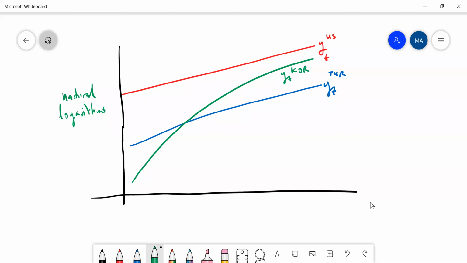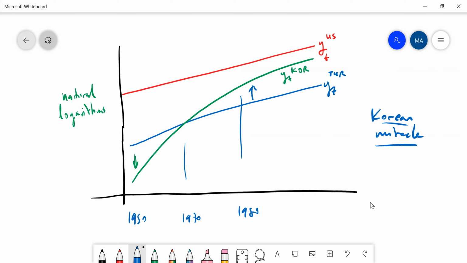So initially, Korea is poorer than Turkey. Okay, but in time, they forge ahead. So again, this is perhaps 50s. This is perhaps 70s, and this is perhaps 80s. Okay. So you can actually find this paper on my website, and you can read it and learn a lot of stuff about the Korean miracle. Okay.